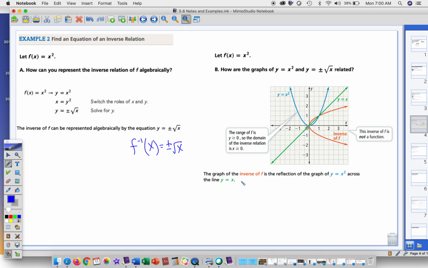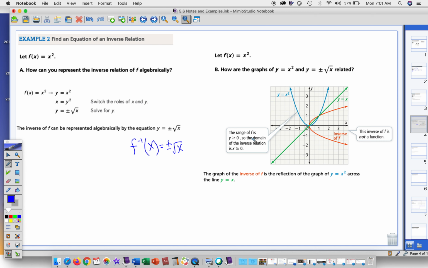Okay, so the graph of the inverse of f is the reflection of the graph y equals x squared across the line y equals x. So that's that green line here. If you look at the two graphs, do you see the symmetry over the line? In other words, if we took the blue graph of x squared and we reflected it over the line y equals x, we would get the graph of the inverse. And that will always be the case between a function and its inverse. You'll see that symmetry over the line y equals x.